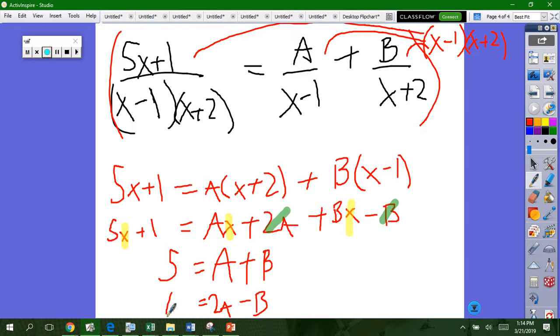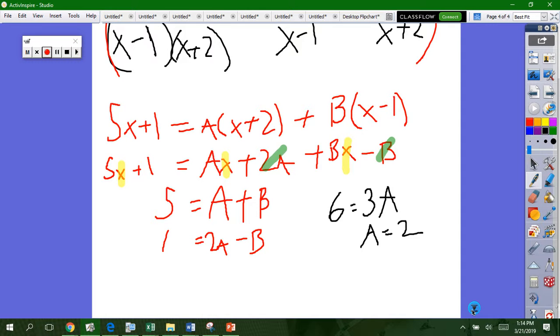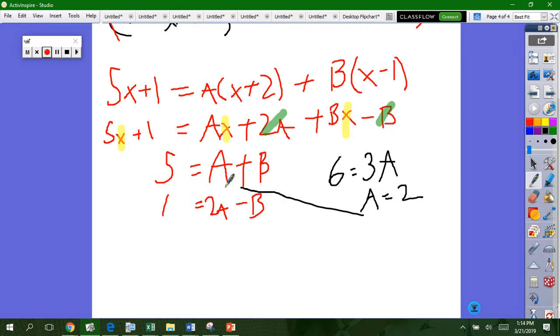Hence why we had to learn the system of equations before we went ahead and did partial fractions. So I'm going to add those two rows together because the b's will just cancel each other out, right? So I get 6 equals 3a. So therefore a is 2. Then I plug it back in. 5 equals 2 plus b. So therefore b equals 3.